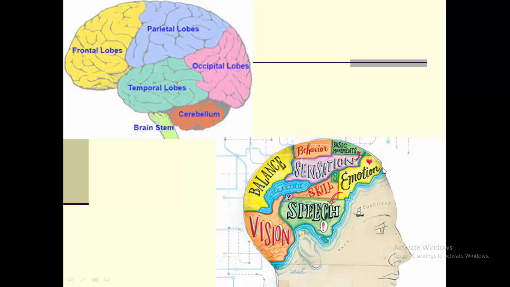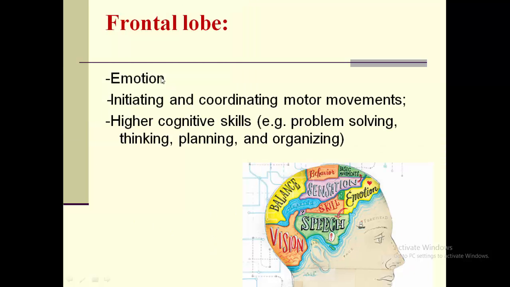Emotion is mainly centered in the frontal part, speech in the temporal part, sensation in the parietal part, and vision basically centered in the occipital part. So, if we want to go through more detail, the frontal lobe is mainly responsible for emotion, and then for other functions like initiating and coordinating motor movements, as well as for higher cognitive skills, including problem solving, thinking, planning, and organization.